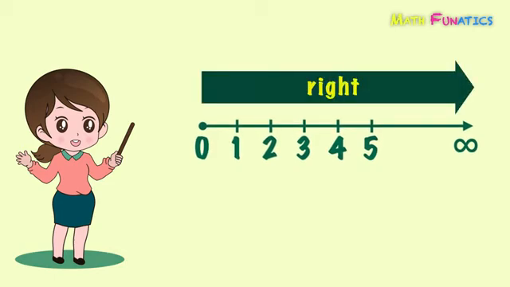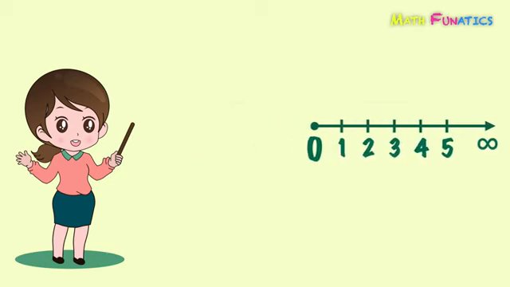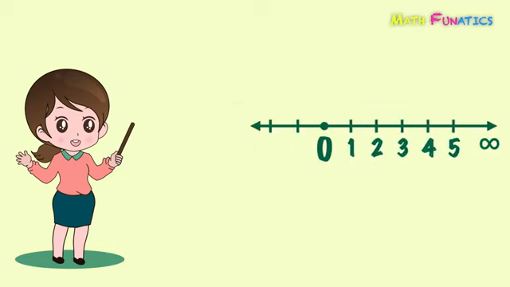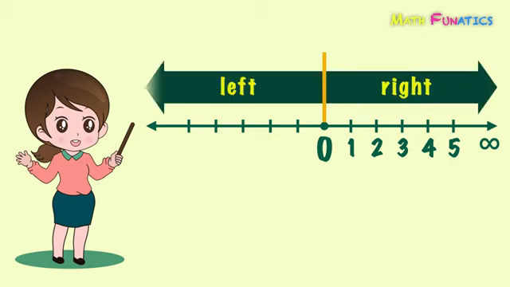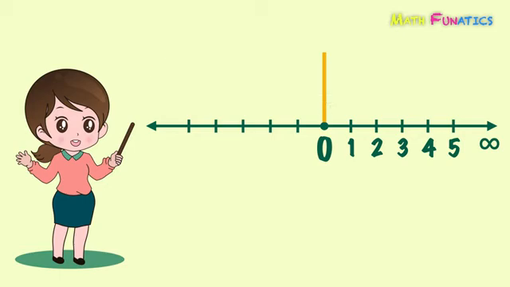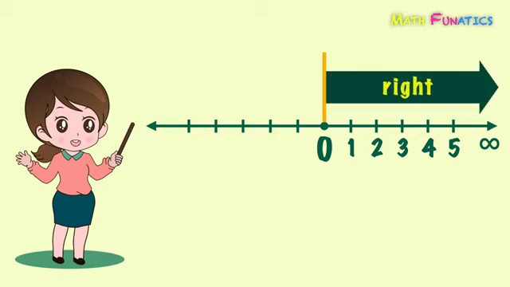This number line only shows the numbers specifically on the right of 0. But the truth is, the number line actually goes in both directions. So aside from the numbers we see on the right of the number line, starting with 0, we also have numbers on the left. These whole numbers on the right, which we knew as the counting numbers, are also referred to as positive numbers.